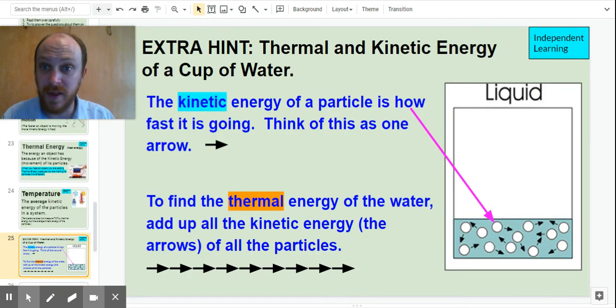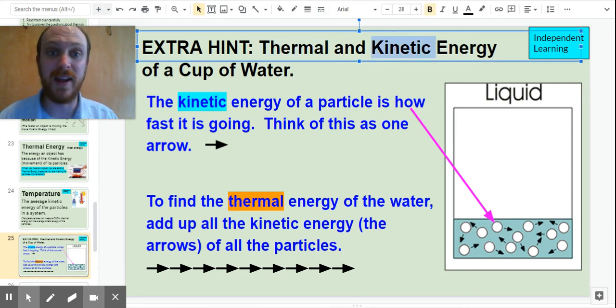Okay, so here's a cool thing. Here's an extra hint to think about the difference between thermal and kinetic energy, to differentiate between them. The kinetic energy of a particle is how fast it's going. Think of this as the arrow attached to a particle. So here's a particle with an arrow. That's how fast it's going. You can kind of show a long arrow being fast and a short arrow being slow.